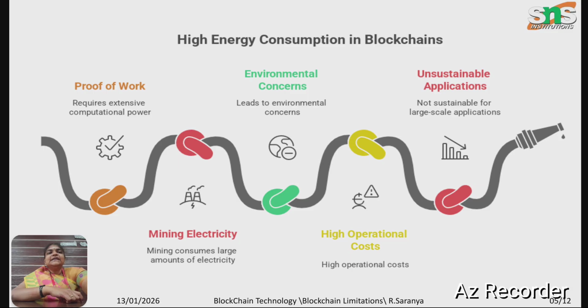Next one is high energy consumption. When we are using blockchain, we have to verify our transactions. So proof of work or proof of stake needs to be done, which requires extensive computational power. After that, it obviously takes a huge amount of electricity, which leads to environmental concerns. Due to this reason, it has a high operational cost. Due to the uncertainty of this application, we cannot use it for large scale applications.